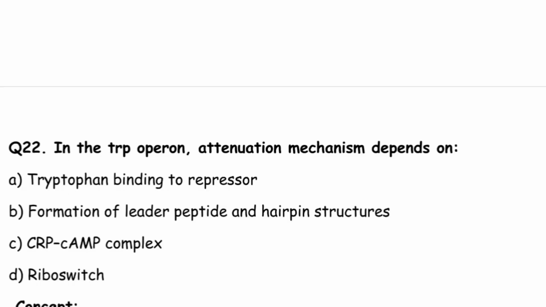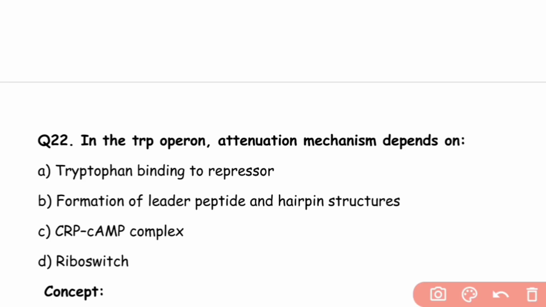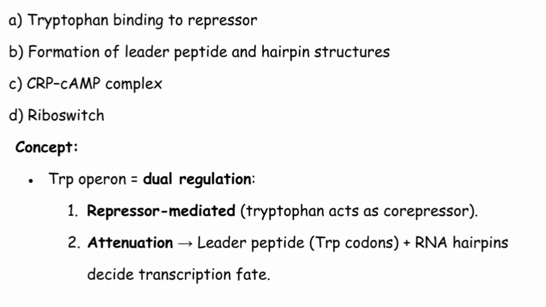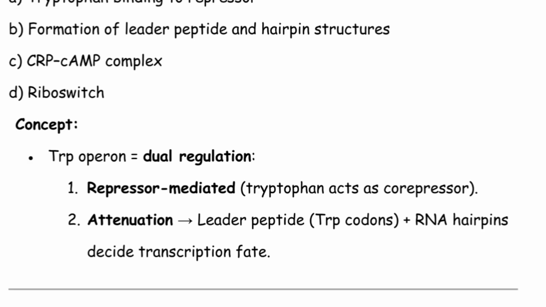Next question, in the tryptophan operon, attenuation mechanism depends on A. Tryptophan binding to repressor, B. Formation of leader peptide and hairpin structures, C. CRP-cAMP complex, and D. Riboswitch. Correct answer is B. Formation of leader peptide and hairpin structures. Let us look at the concept behind it. Tryptophan operon, as stated in previous question, has dual regulation. First one is repressor mediated, where tryptophan acts as a co-repressor, and second one is attenuation. It requires formation of leader peptide and hairpin structures.